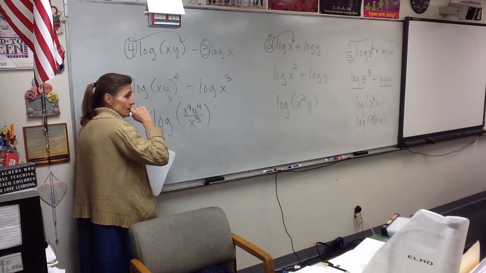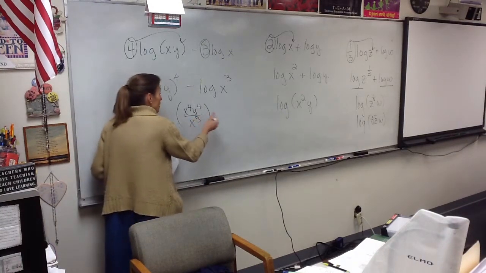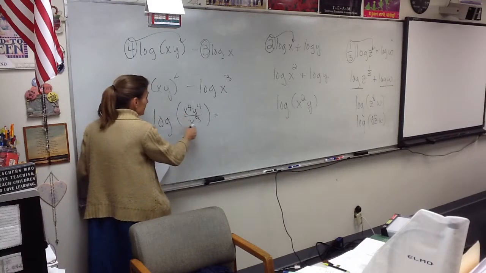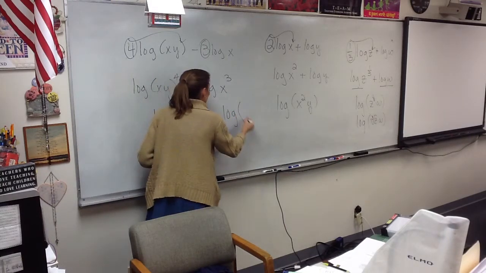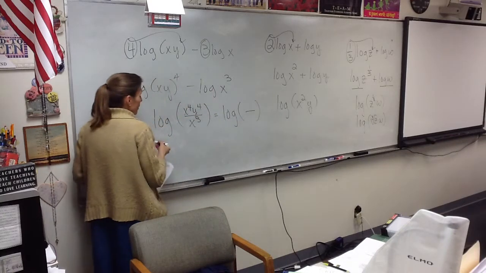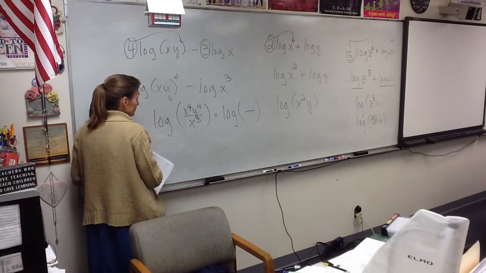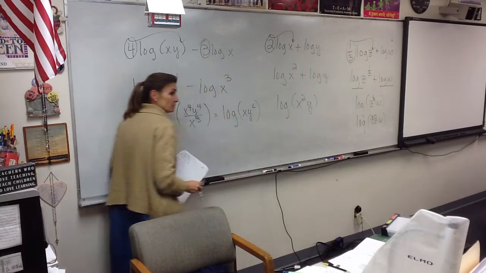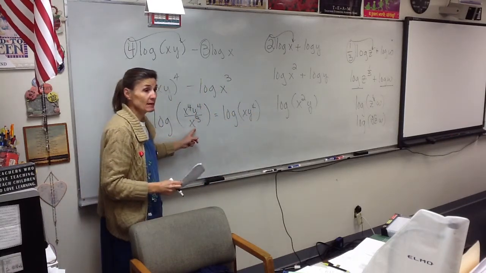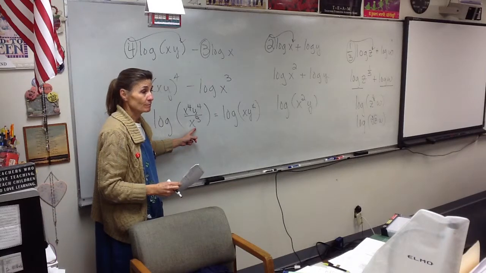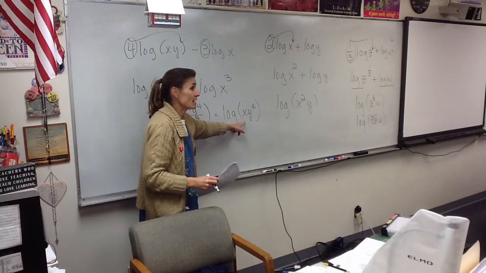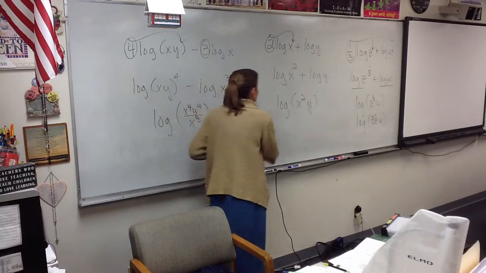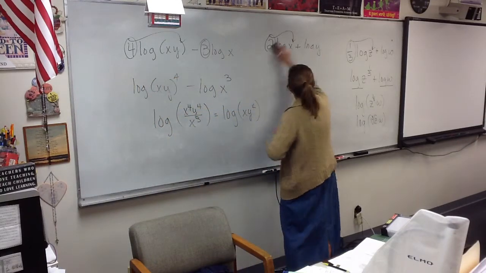Now, if we want full credit on this problem, though, we're not done. What do you notice here? You can simplify. What would be left on the top? X to the first, x, y to the 4th. And I don't have anything left on the bottom, do I? So this would be the final answer to the problem. These are tough. E is a lot easier.